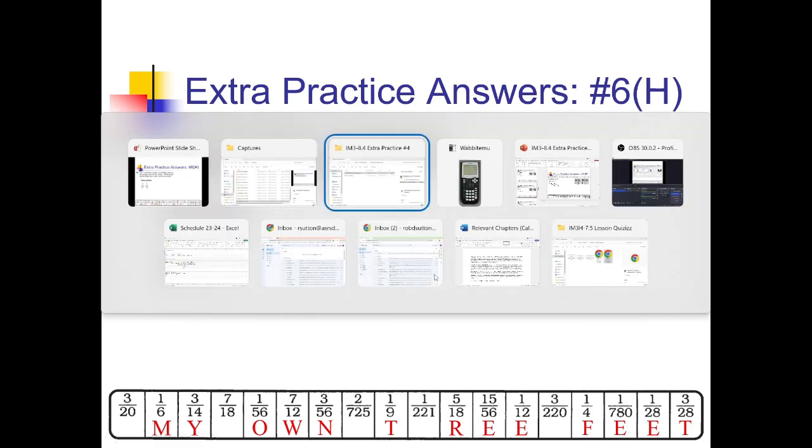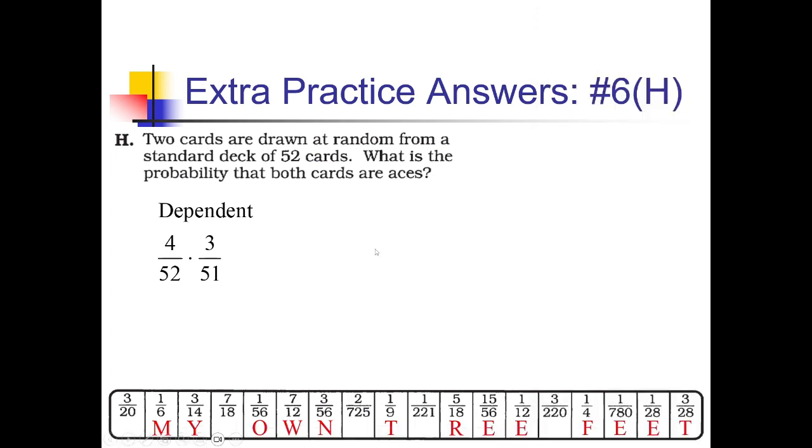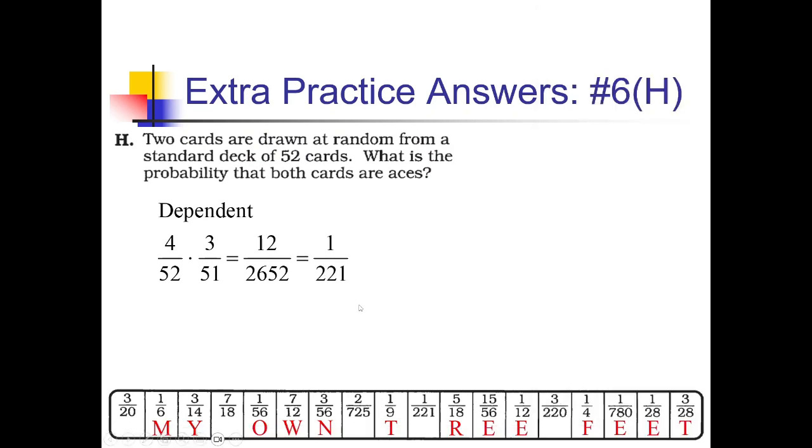Let me go to the calculator for that. 52 times 51 is 2652. So we have 12 over that. And what can I reduce that to? Well, let's see here. 2652, is that divisible by 12 itself? It is. So this is going to be 1 over 221. That works out. So 1 over 221 is right there. That's an H. And now we can go and solve the puzzle.